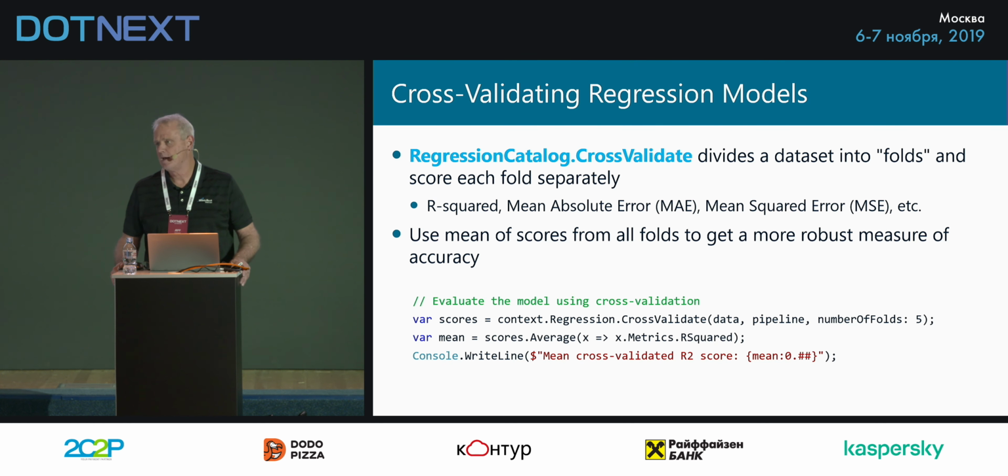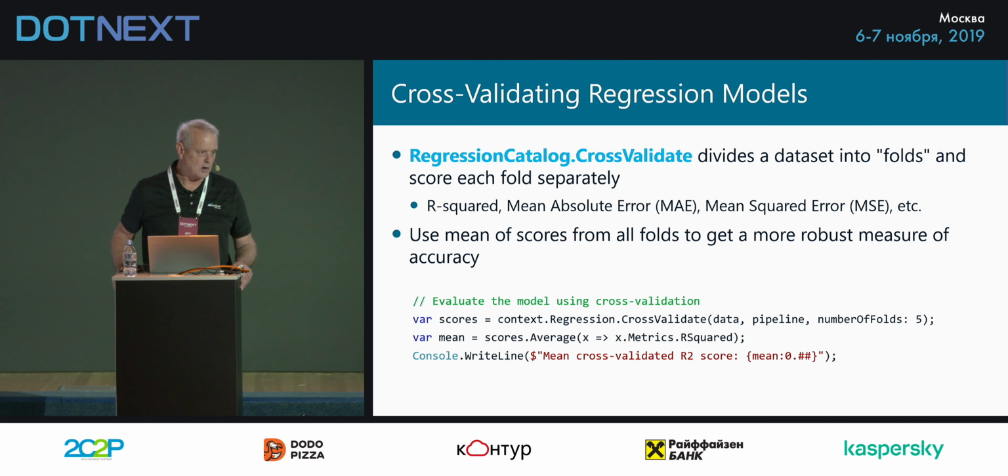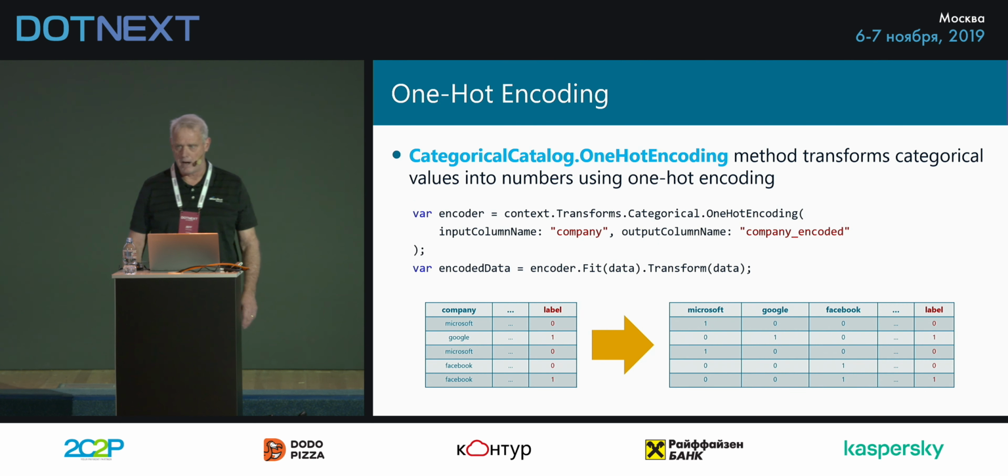Once more, ML.NET makes that incredibly easy. Instead of calling the evaluate method as I did in the previous slide, this time I call the cross-validate method on my model. I tell it how many folds I want it to use to do the cross-validation. It doesn't go so far as to give me the mean of the R-squared scores, but it does give me the R-squared score for each fold, which I can now, with one line of code, take the mean of and get a more accurate picture of the accuracy of my model.